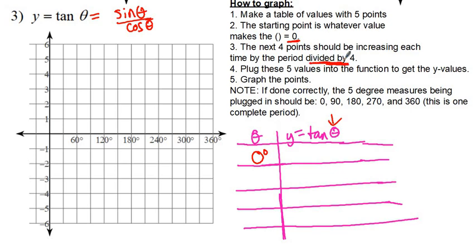Okay, but here's the difference. Again, this could be done differently, but I think this would be the easiest way to understand it. The period is not 360 this time. The period in the case of tangent is only 180 degrees. And I'll tell you why.